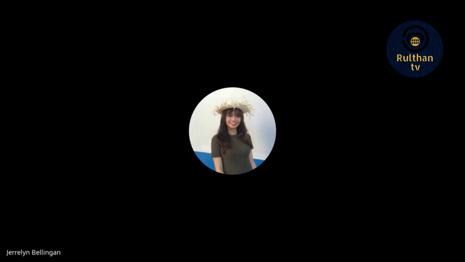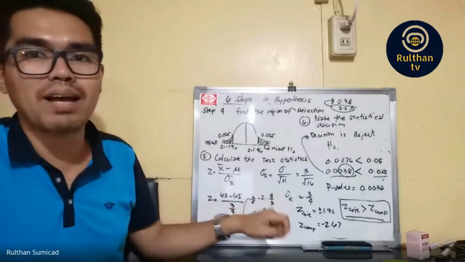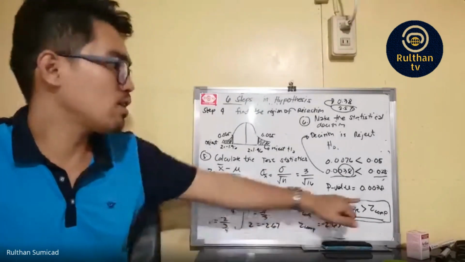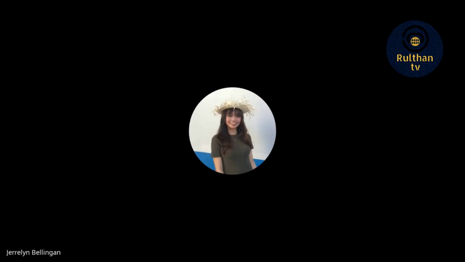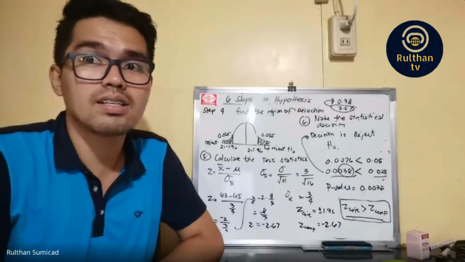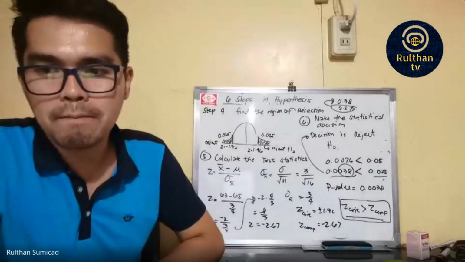From the table, 0.4962, sir. Okay. And then 0.5, 50%, half of the distribution, minus that value. The result is this one. At least. Thank you, sir. Is it correct? Yes, sir. Okay. Any other clarification?